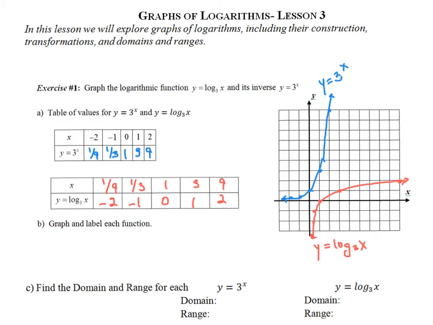So I graphed the red function y equals log to the base 3 of x. You'll notice that this graph is the reflection of the blue graph over the diagonal line y equals x. So the red graph is the inverse of the blue, and the blue is the inverse of the red. I've labeled both of them as well. Let's talk about the domain and range for each of those.